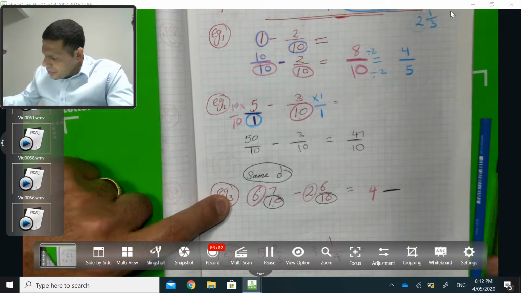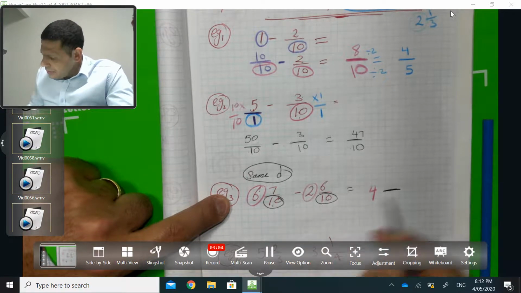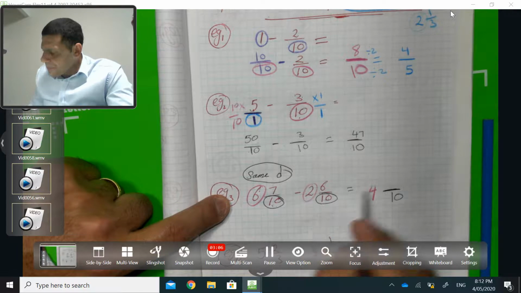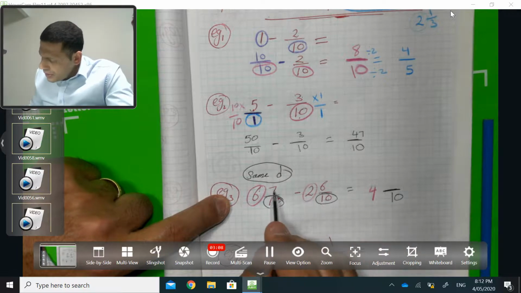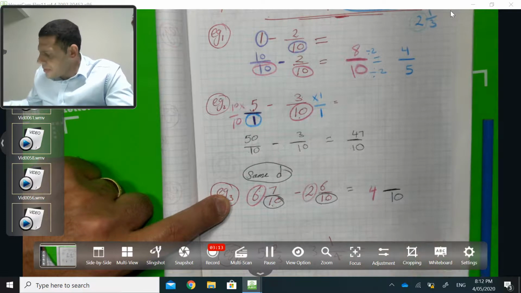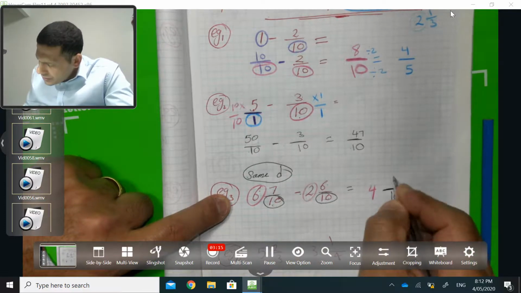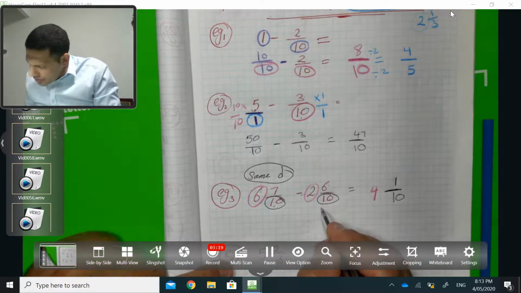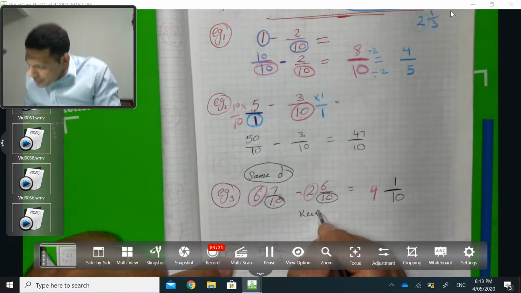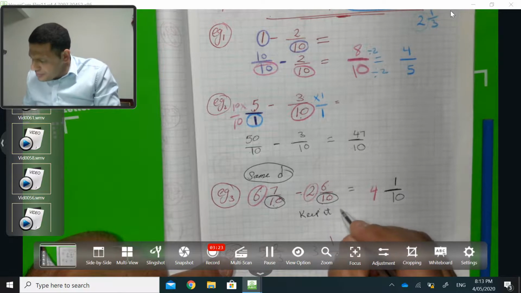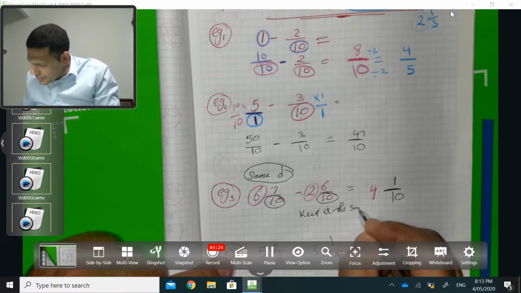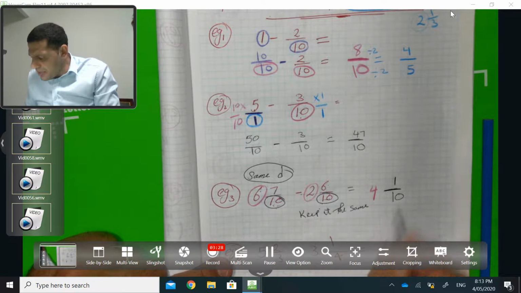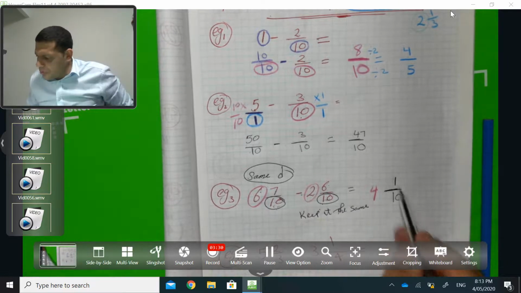Then you write 10 as it is. Don't change it. And then you subtract the numerators as well. 7 minus 6 is 1. So you keep the same denominator, the bottom number, the same. And we got 4, 1 over 10.